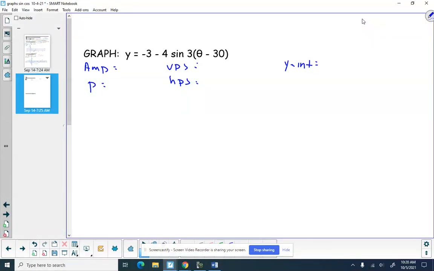3 times negative 30, and then close your parenthesis out. So you put 0 in for theta. You have sine of 3 times negative 30. Then close your parenthesis out.